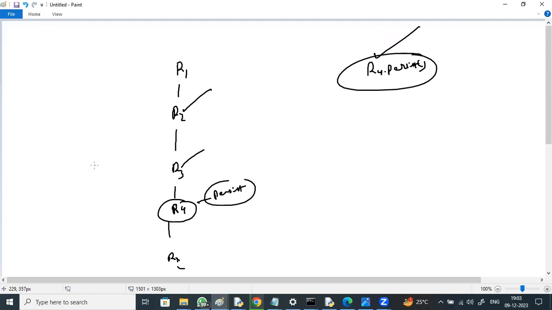If you want to say R50.persist, it won't happen immediately. First, 49 RDDs have to be loaded into RAM before the 50th. Then when R50 is loaded, it will be persisted.